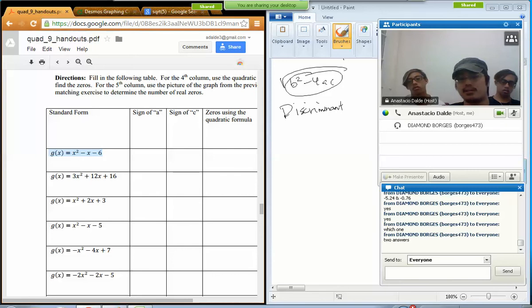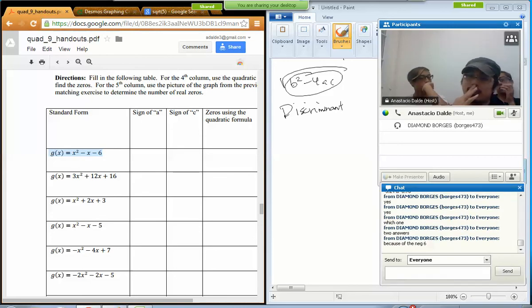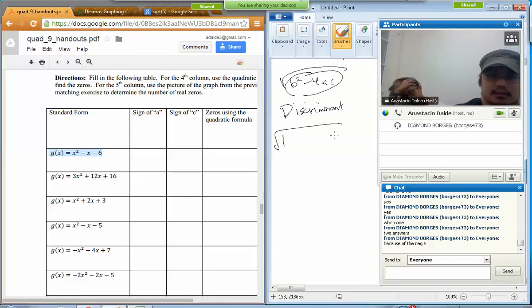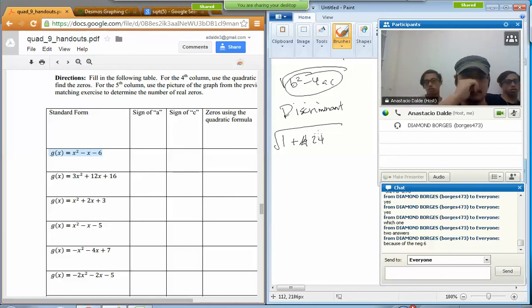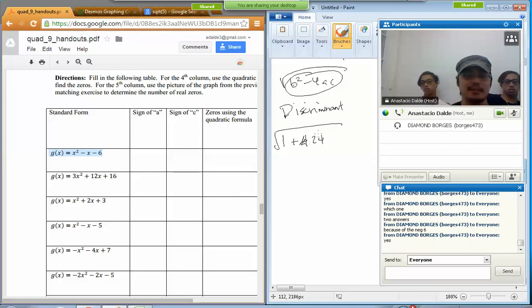Diamond says two answers. I'll go through exactly what she's thinking. A, B, and C are what? You guys can tell me that. 1, negative 1, negative 6. The stuff inside the square root is really the only thing I'm concerned about. So that negative 1 squared is positive 1, right? Minus 4ac, and that will actually make it minus 4 times negative 6, which is positive 24. Are we cool? And because 1 plus 24 is a positive number, we're going to have two answers. We cool?